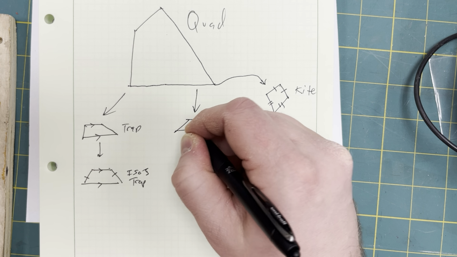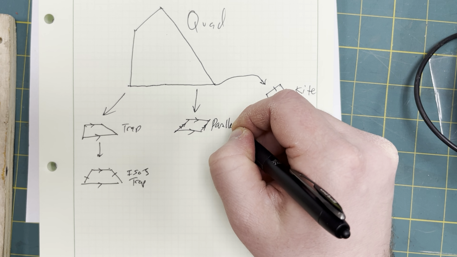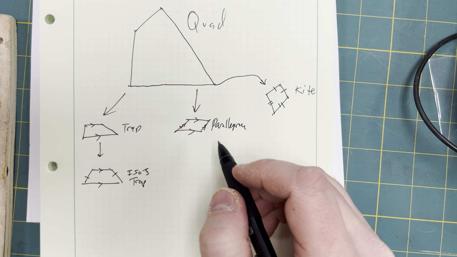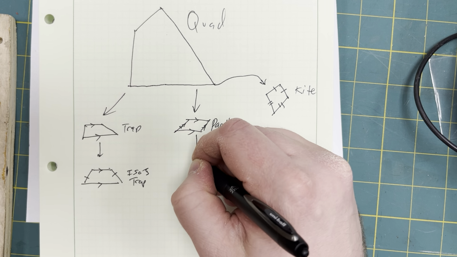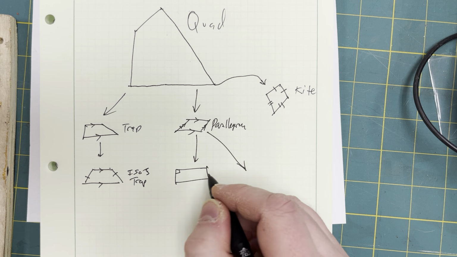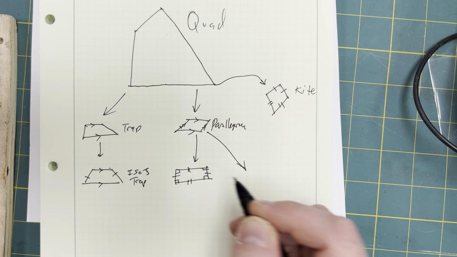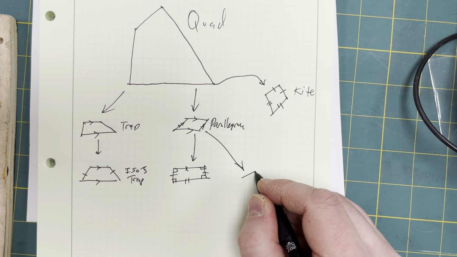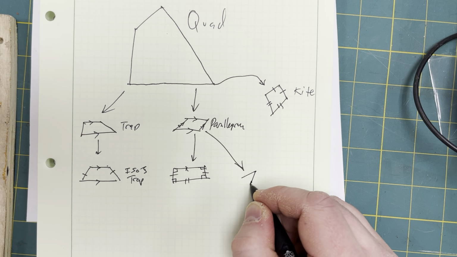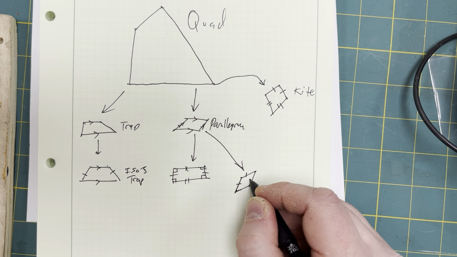So in parallelograms, we have the 2 sets of parallel sides, and then that led to the 2 options here. We had a rectangle and a rhombus. That's pretty good if I do say so myself.